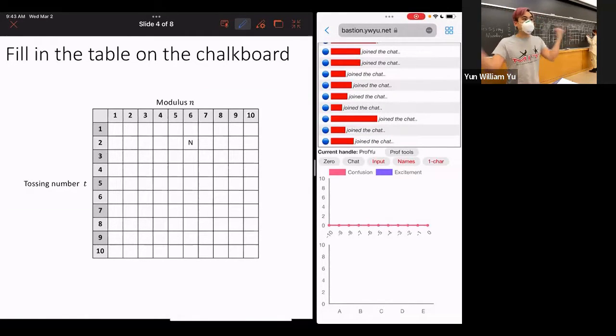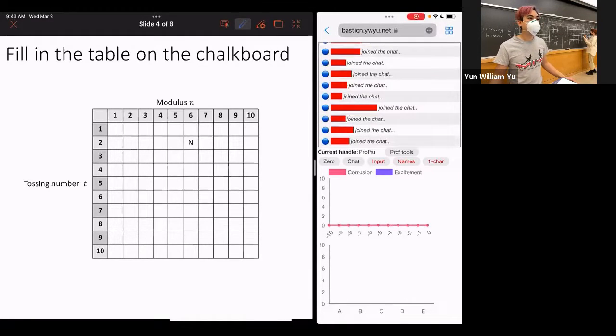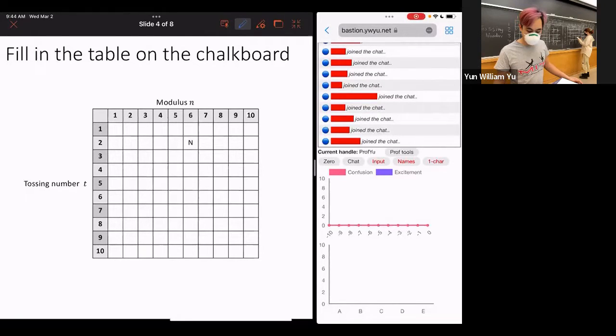Why don't you either shout at me or put in the chat, what are some of the general ideas you had about this pattern of numbers? Even very basic theorems, like can you tell me anything about tossing number one? Oh, sorry, what was that? I heard one always works. That is a theorem you could construct, right? I claim as a mathematician in MATA02 that if the tossing number is one, it always works. Does anyone want to tell me why?